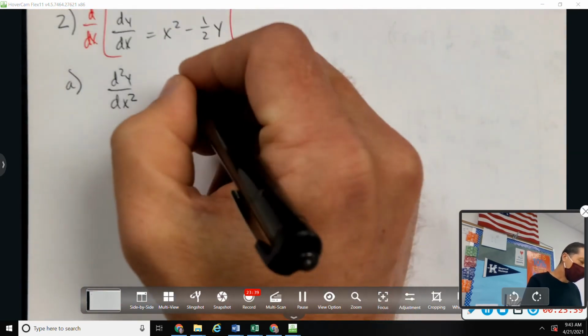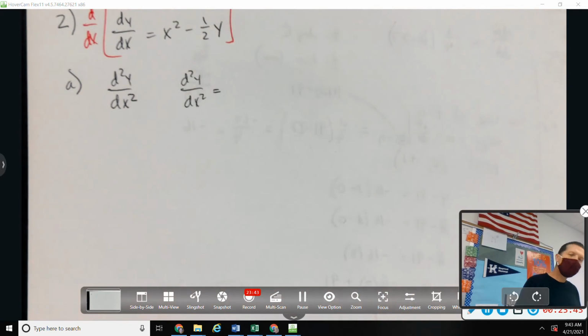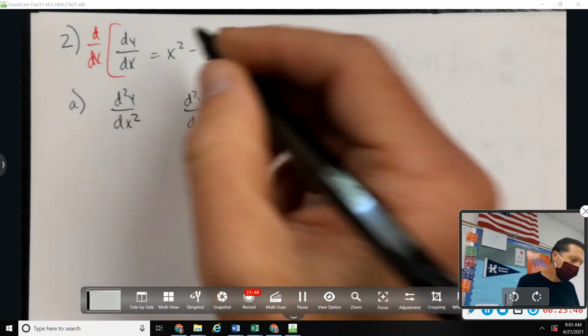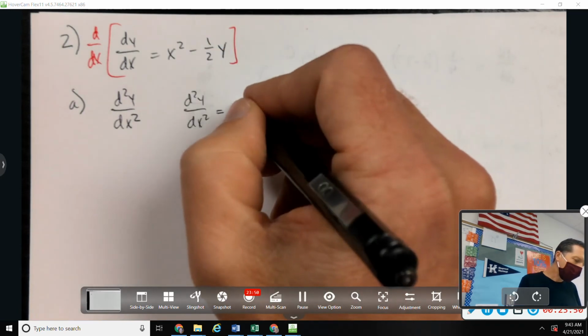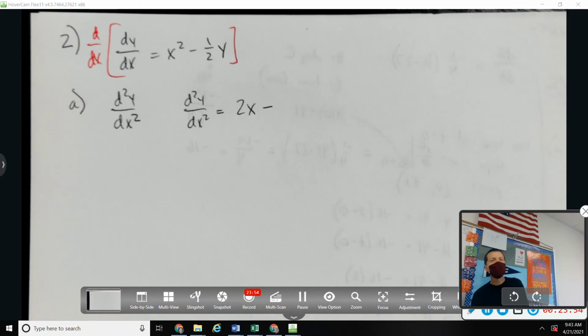So we'll take a derivative of the derivative. So the derivative of x squared is 2x. What's the derivative of 1/2 y? I already got the minus sign, but what's the derivative of 1/2 y?